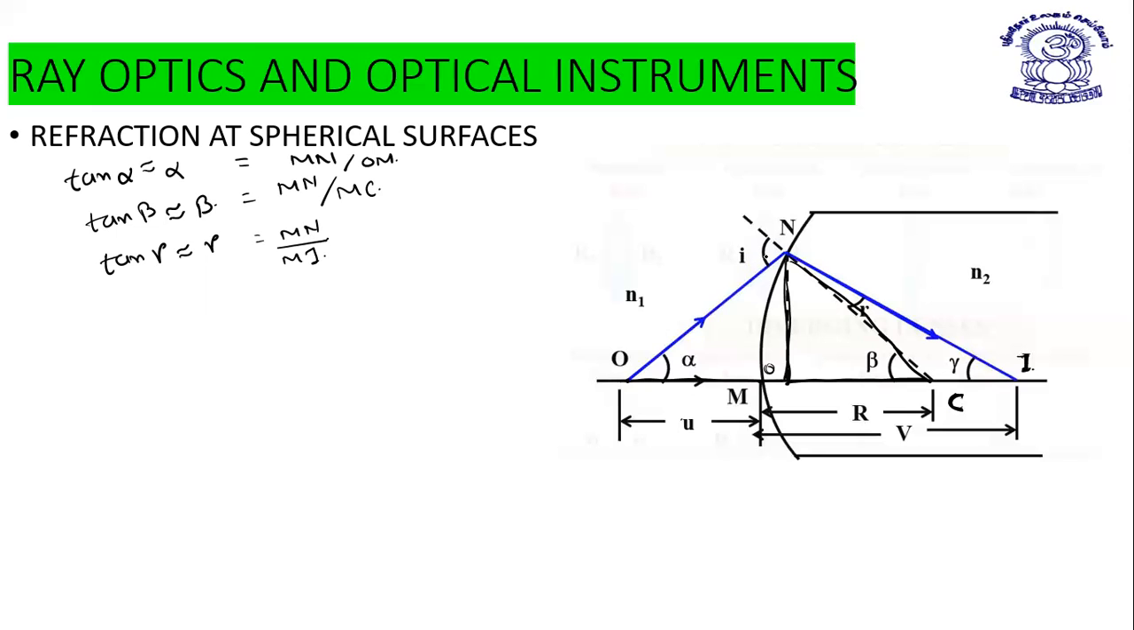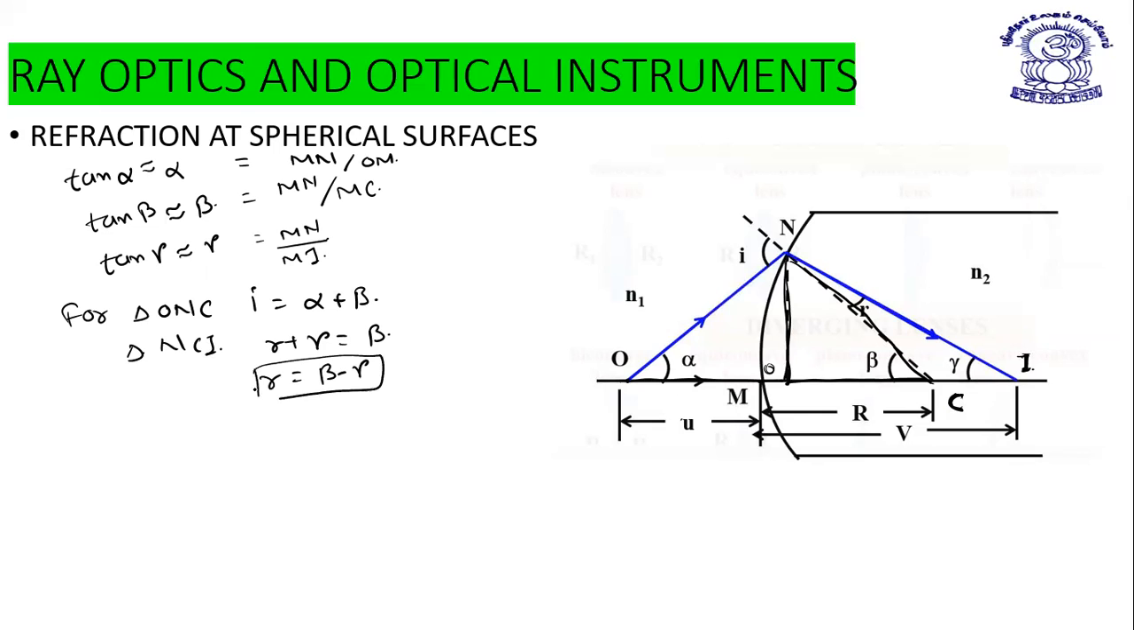Now, the angle i is the exterior angle for triangle ONC. So for triangle ONC, we can write i is equal to alpha plus beta. In the same way, for triangle NCI, we can write r plus gamma is equal to beta. So r can be written as beta minus gamma.